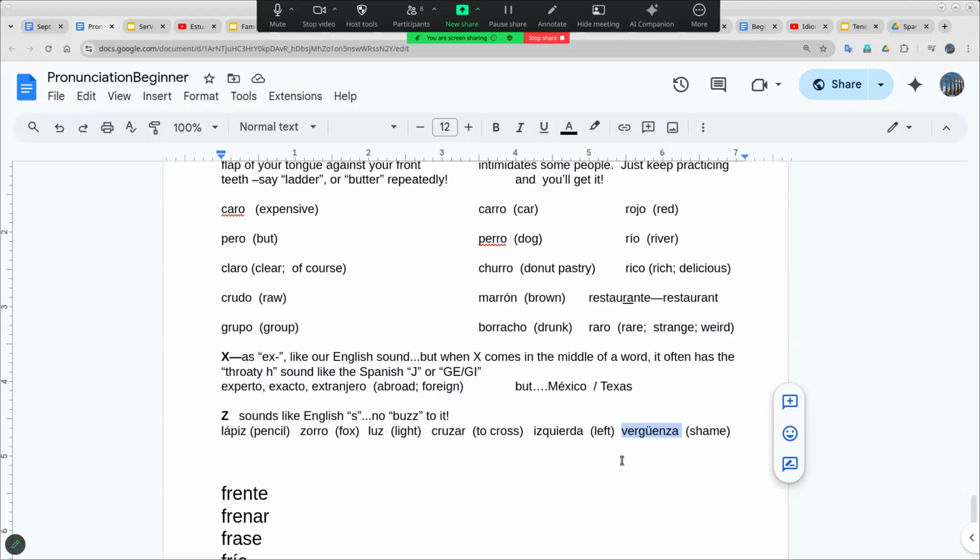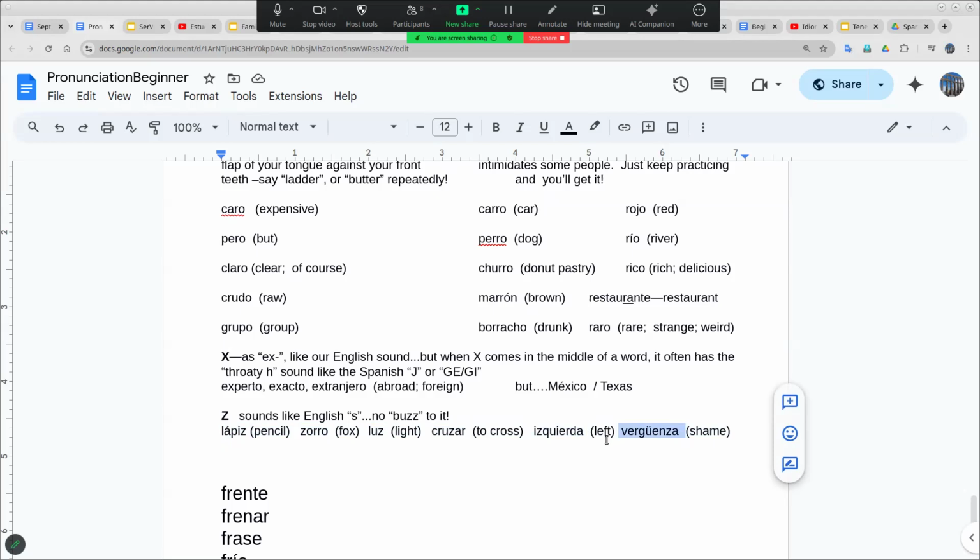Footnote, tiny footnote. In Spain, this Z gets a different pronunciation. In Spain, Z will sound like TH. So whereas everybody says lápiz, it'll be lápiz. It'll be zorro. It'll be luz. It'll be cruzar. It'll be izquierda. Vergüenza.